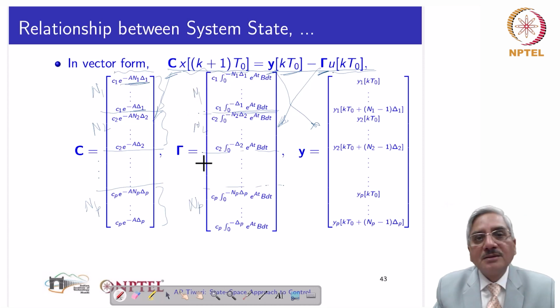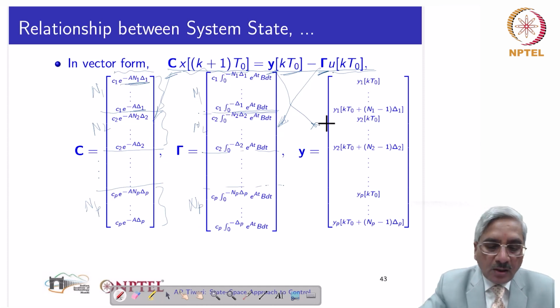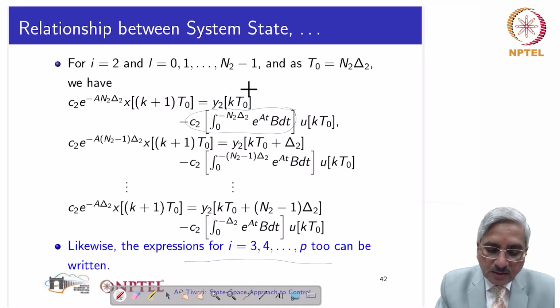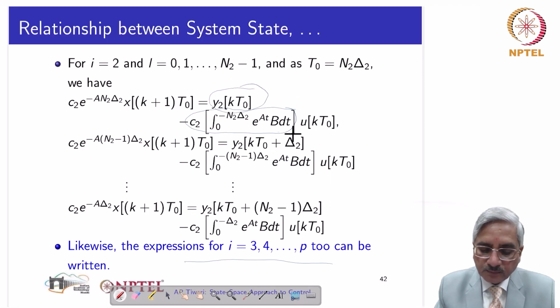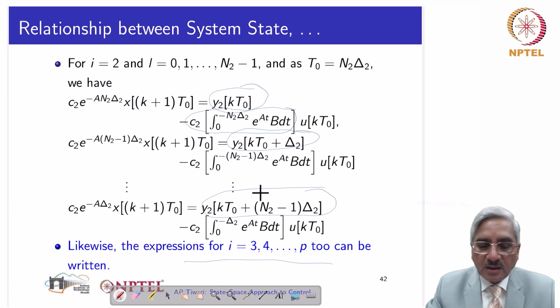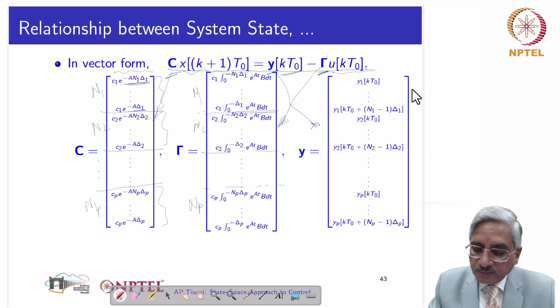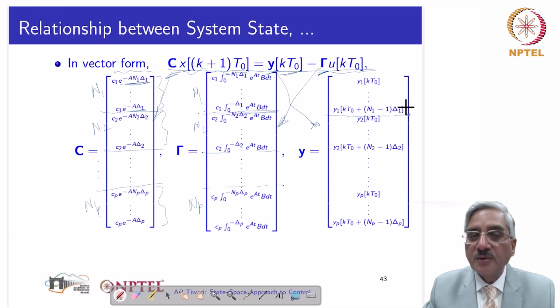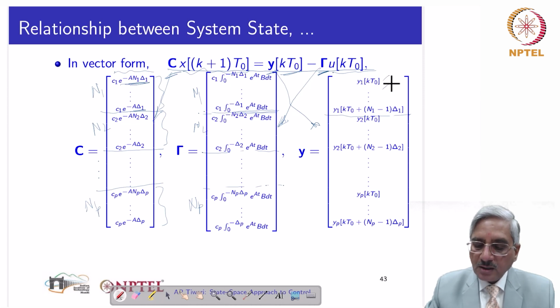So again the number of rows is N1 plus N2 and so on up to NP. And then this is Y. Y comes from here if we concentrate. This is Y2 at KT, Y2 at KT plus delta 2 and so on, Y2 at KT plus N2 minus 1 delta 2. So these are for the first output, samples of the first output taken at KT0, KT0 plus delta 1 and so on. So N1 samples.